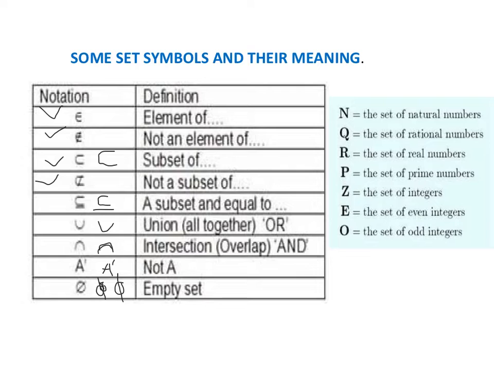Empty set, this is the symbol. And then we'll have that N is equal to set of natural numbers, Q is equal to set of rational numbers, R is equal to set of real numbers, and P is equal to set of prime numbers. Z is the set of integers, E is the set of even integers, and O is the set of odd integers. So when we know these symbols, we can interpret a given set question correctly using these symbols and these notations.